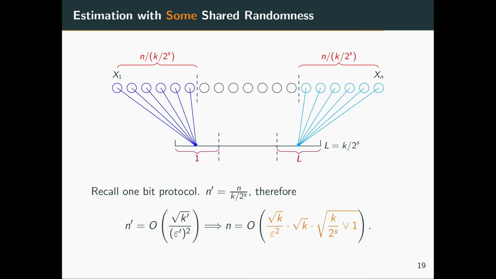Now recall the 1-bit protocol. We can divide the users into n divided by k over 2 to the s groups, and each group is in charge of one of the singletons in the new domain. And now we can reduce the problem to the centralized problem with the new number of users n prime equal to n divided by k over 2 to the s. Now if we plug in these new parameters, we get that the sample complexity of the original problem is roughly k over epsilon squared multiplied by square root k multiplied by square root k over 2 to the s. The s is less than log k.